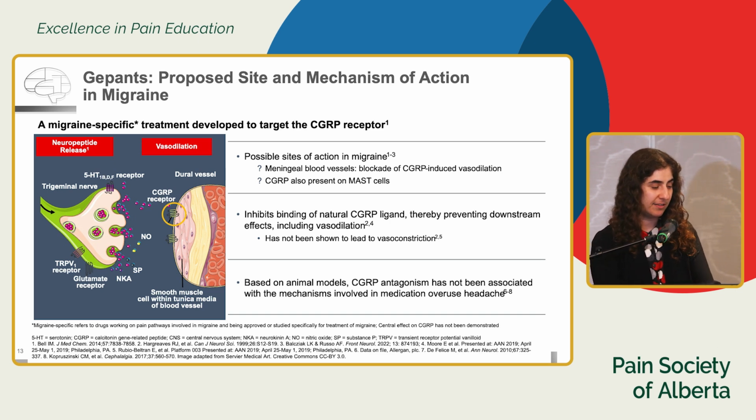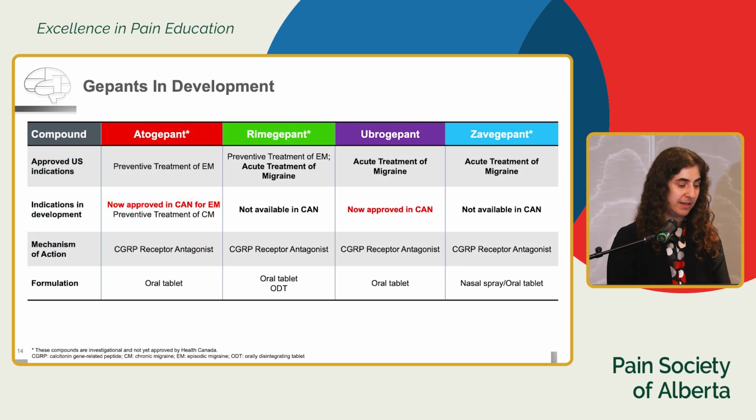So in terms of the gepants, these are the ones that have been in development, and all are actually available in the US right now, but in Canada we currently just have atogepant, which is a preventive gepant, so we don't use it acutely. And we have ubrogepant, which we do use acutely, so it's for the acute treatment of migraine headache attacks. Rimegepant is not yet available in Canada, but hopefully will be coming within the next year, and is both a preventive as well as an abortive medication, so it can be used for both purposes.